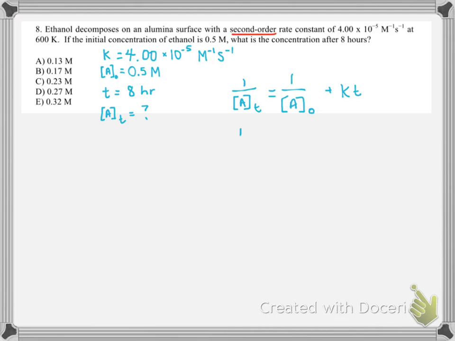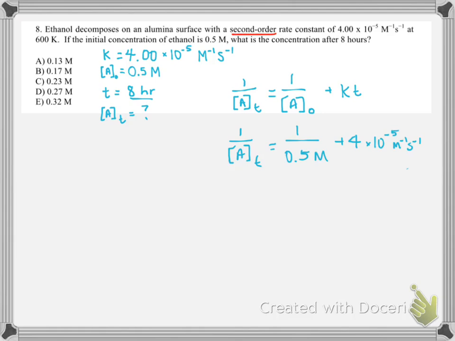So we'll have 1 over A sub T is equal to 1 over 0.5 molar that we're starting with, plus our K, which is 4 times 10 to the negative 5th molar inverse, second inverse, and then we have so many hours. Hours! Oh no! We can't put hours into this because we have seconds in the K, so we need to change our hours to seconds.